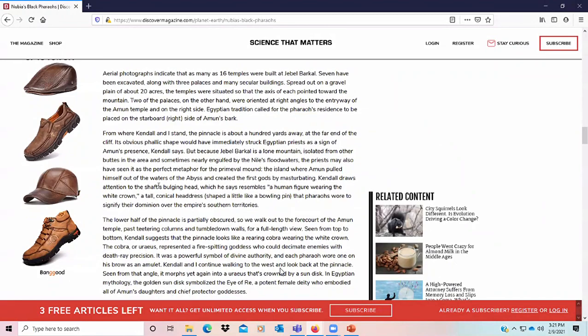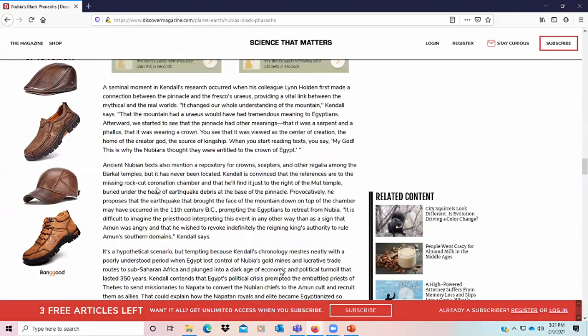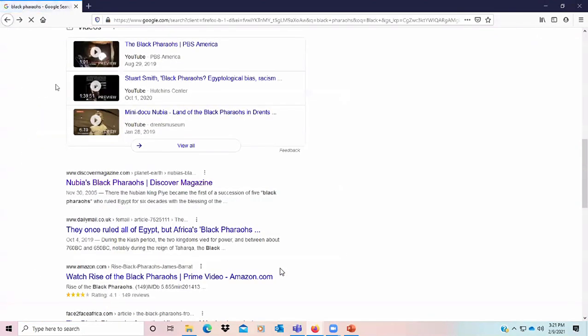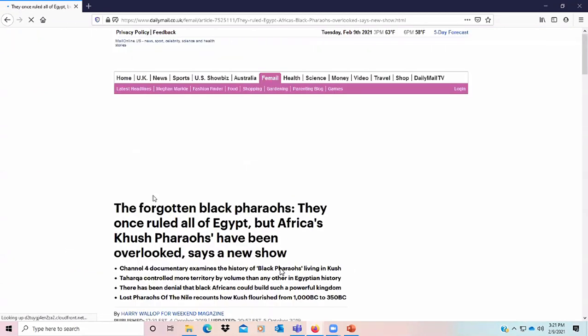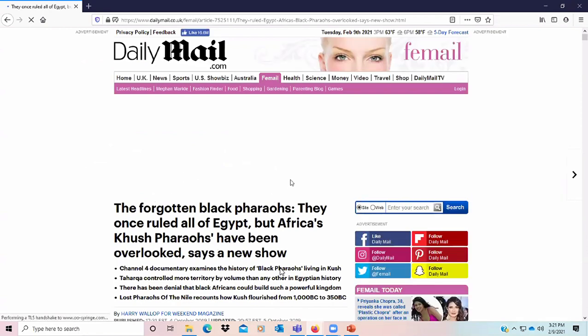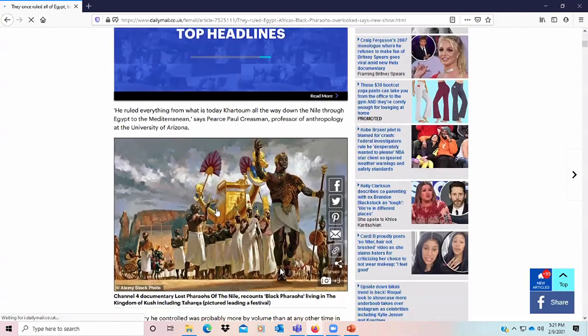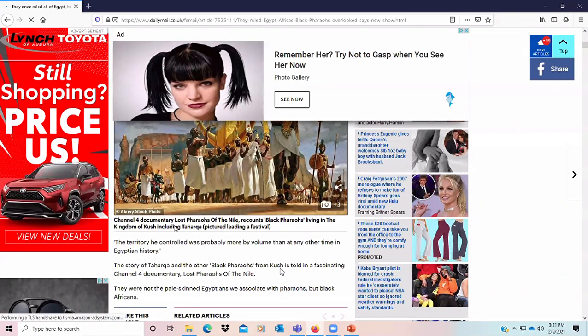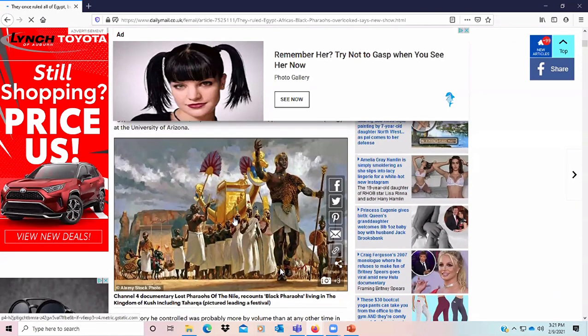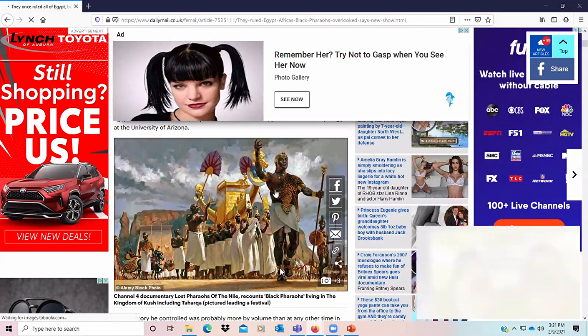So if you read this passage here, you'll see, for instance, one of the black pharaohs is called Shabaka. And if this is a newspaper article here, they've forgotten black pharaohs. They once ruled all of Egypt, but Africa's Kush pharaohs have been overlooked. Right? This is a black pharaoh, but in the history books they don't talk about them.